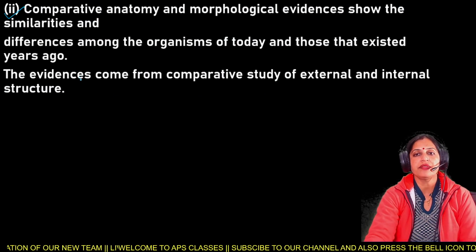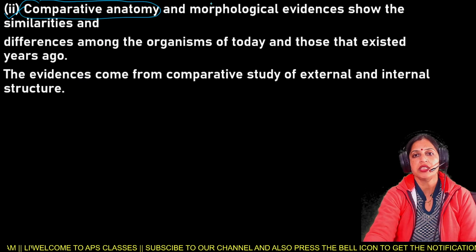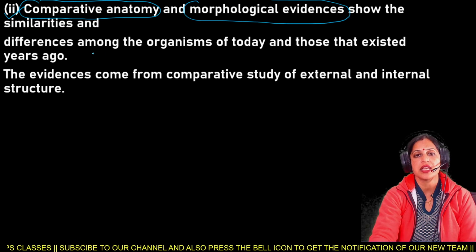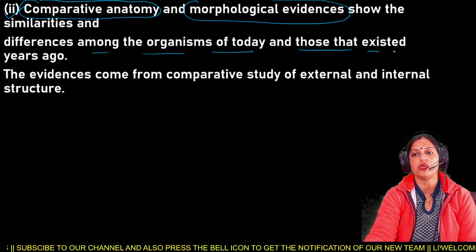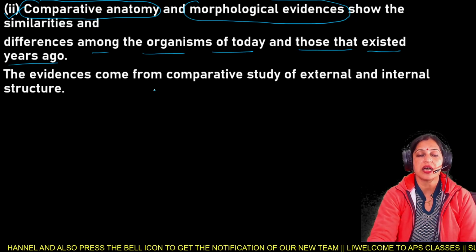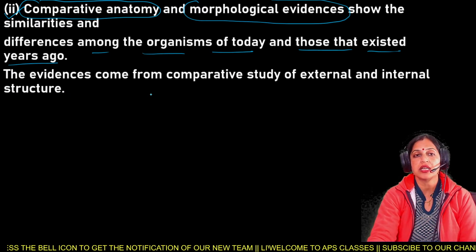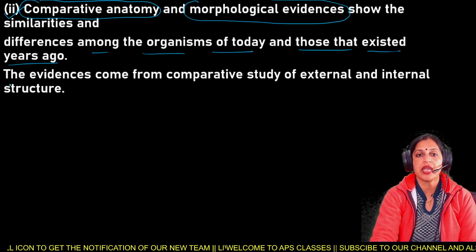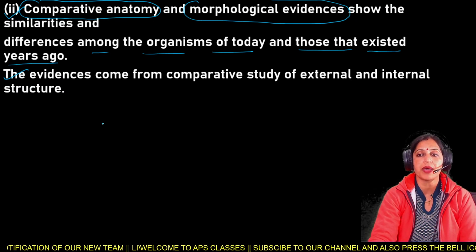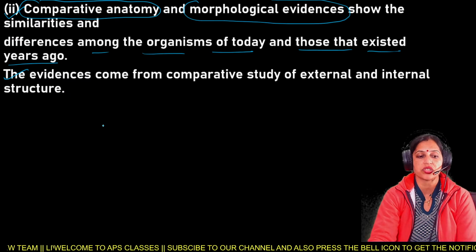Next is comparative anatomy and morphological evidence. Comparative anatomy and morphological evidence show the similarities and differences among the organisms of today and those that existed years ago. This evidence comes from the comparative study of external and internal structure.